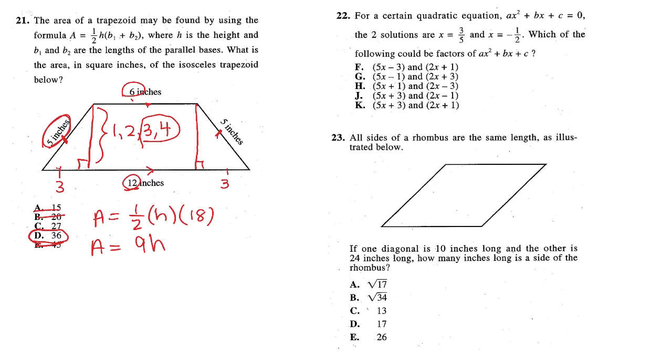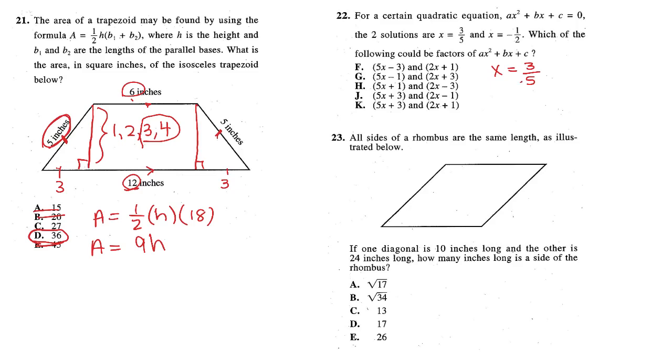All right, so for 22, for a certain quadratic equation, we have two solutions. Which of the following could be the factors? So this is really working the problem backwards. So let's take x equals 3/5. So let's work our equation backwards.